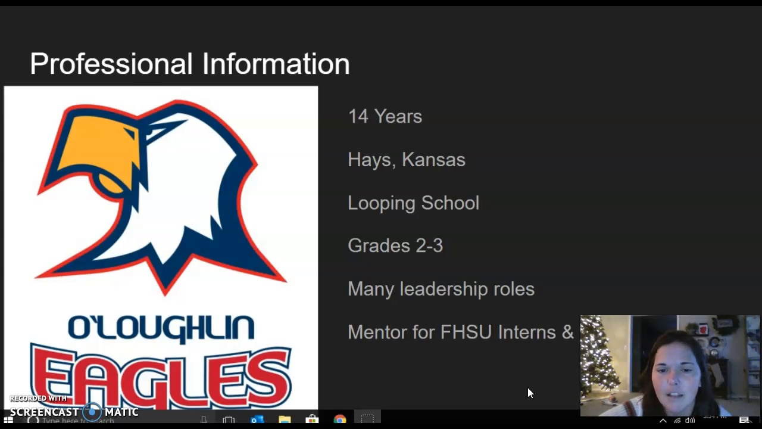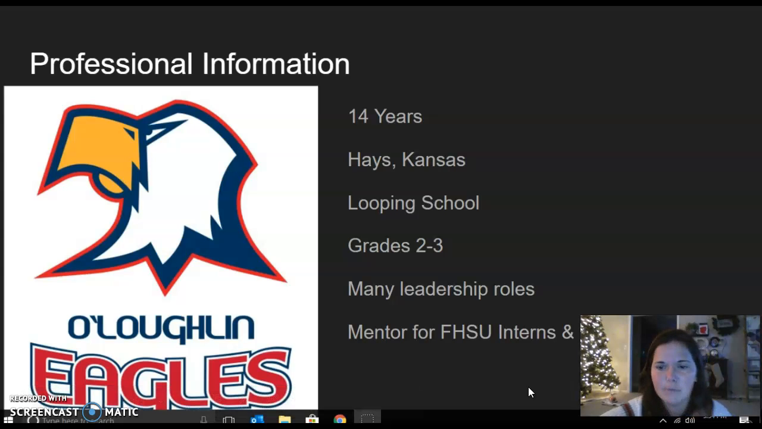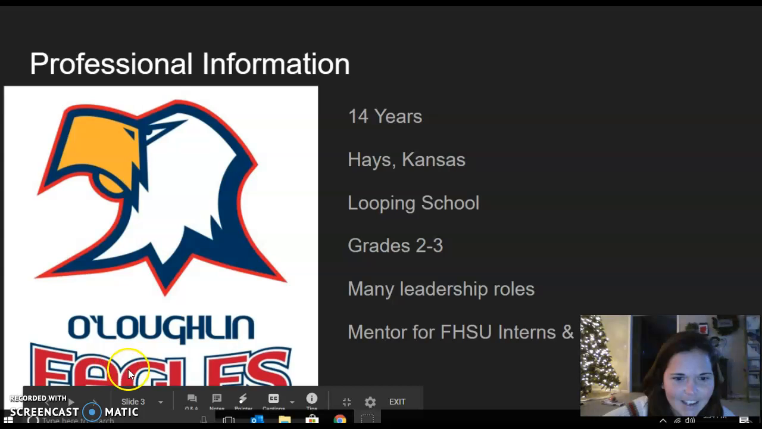I am a part of many leadership groups, the DLT, BLT, Foundations team, many things that have to do with leadership. So I feel pretty comfortable in this role right now. And I love to mentor the Fort Hays students. A lot of times I get interns, and I've done a lot of student teachers too, and I love that opportunity because it keeps me fresh and learning alongside those new teachers, so it's a great thing for me.